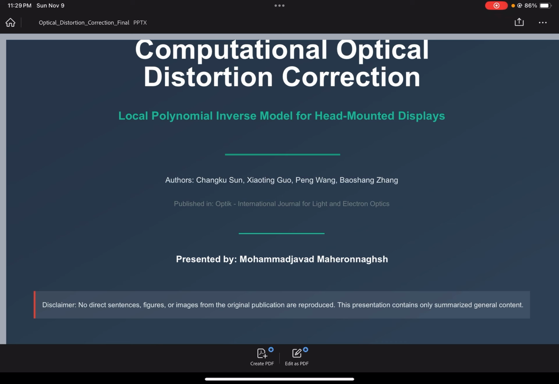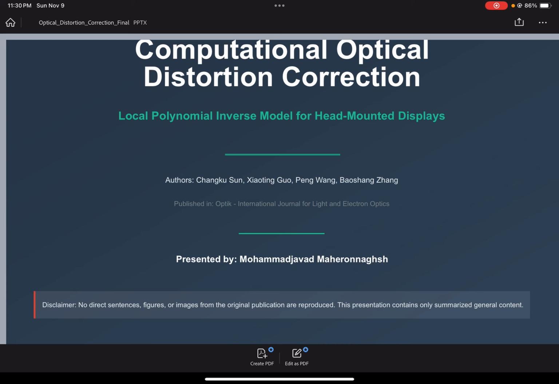Before we begin, I want to first introduce myself. I'm Mohammadjavad Maheronnaghsh. I want to present some works on augmented reality systems, and this is a paper named Computational Optical Distortion Correction based on local polynomial by inverse model.